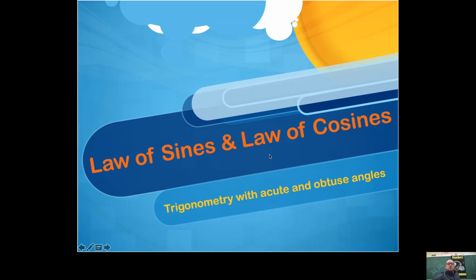We're going to learn some new skills today. We're going to look at law of sines and law of cosines. We're just going to focus on the law of sines right now. This is basically trigonometry with acute and obtuse angles. So if you don't have right angles, you can still find missing parts of triangles.